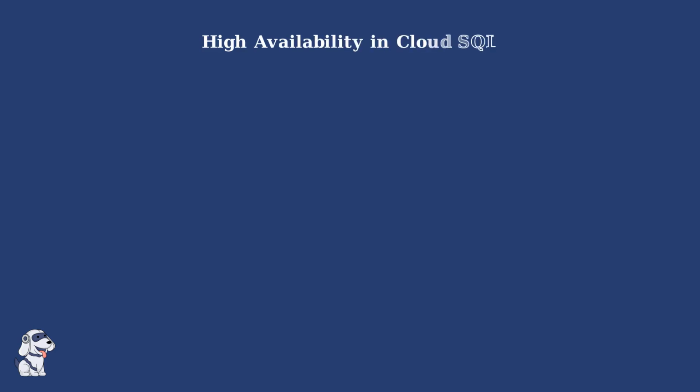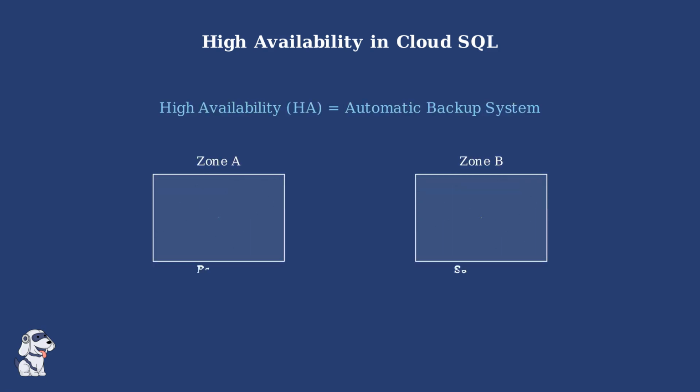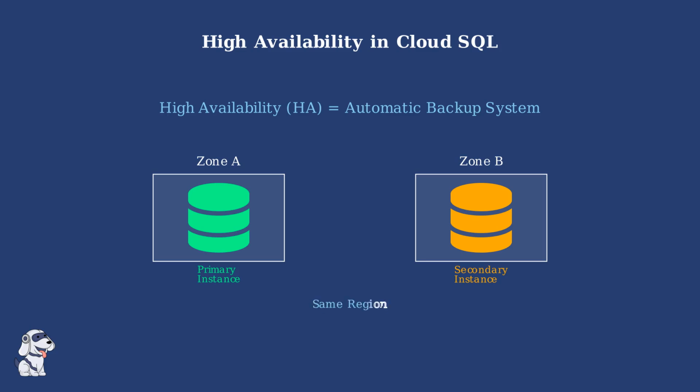High availability in Cloud SQL is a critical feature that ensures your database remains accessible even when problems occur. Think of it as having a backup plan that automatically kicks in when needed. Cloud SQL High Availability works by creating two database instances in different zones within the same region. This geographic separation protects against zone-level failures while keeping latency low.